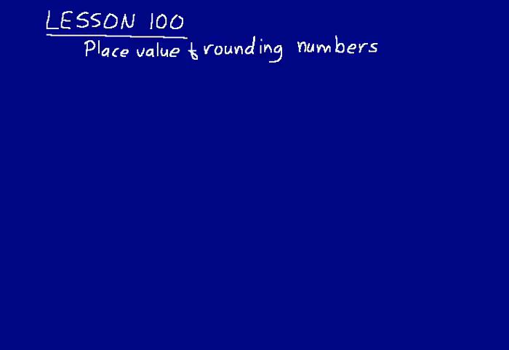Lesson 100 is about place value and rounding numbers. This should be a review for you, so hopefully it'll come back to you fairly quickly. Now, when we're talking about place value, we're talking about what value we place on each individual digit in a number. And we always have a decimal point. Now, we may or may not write the decimal point. If it's a whole number, a lot of times we don't put a decimal point at the end.